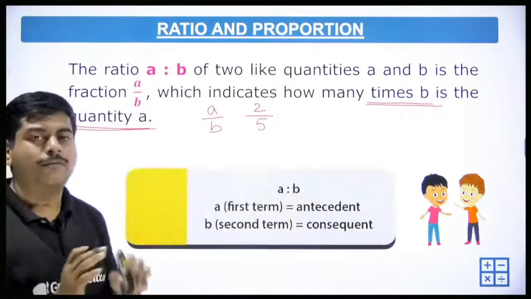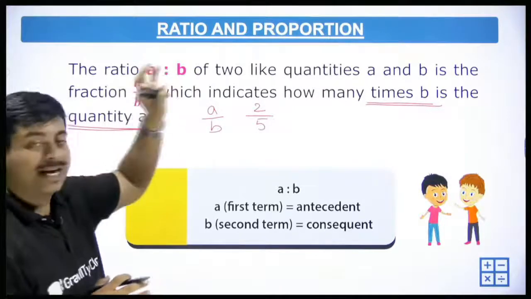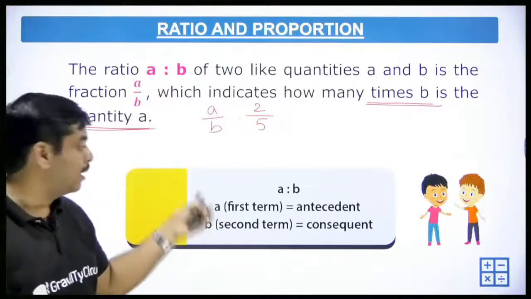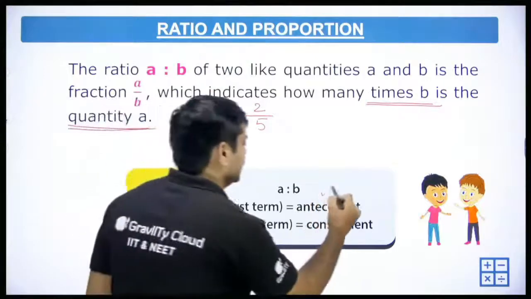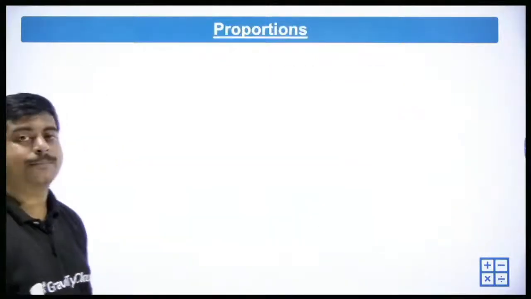And we have discussed a couple more things about ratio and proportion, how to calculate them, right? The first term is called the antecedent, the second term is called the consequent, correct? And also we have discussed proportion.